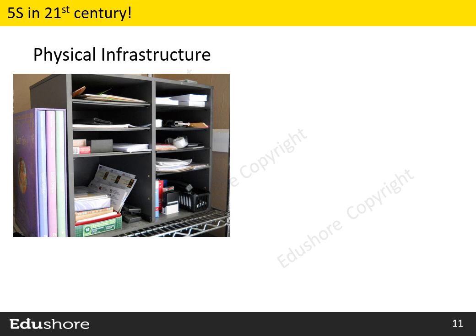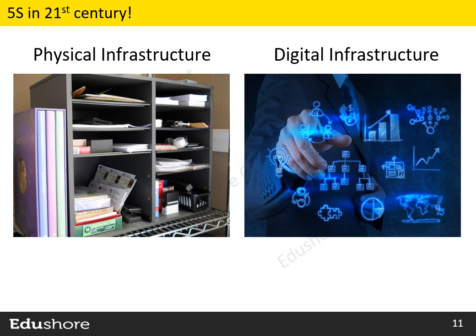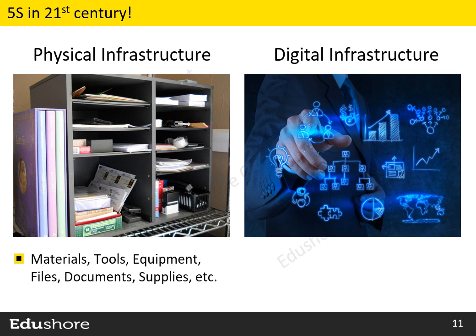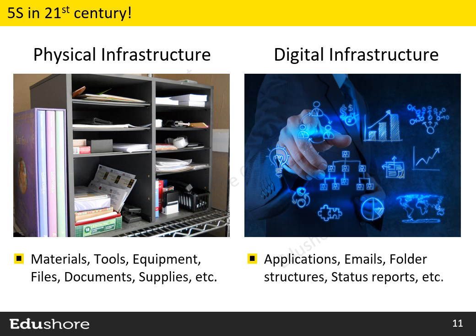Now let us see how we can make 5S effective in 21st century. As we are aware, we have physical infrastructure and the digital infrastructure. At the physical infrastructure level, we can apply 5S technique to maintain orderliness of our materials, tools, equipment, files, documents, supplies, and so on. And at the digital infrastructure level, we can apply 5S technique to properly organize our applications, emails, folder structures on our computers, and the way we compile our status reports, and so on.